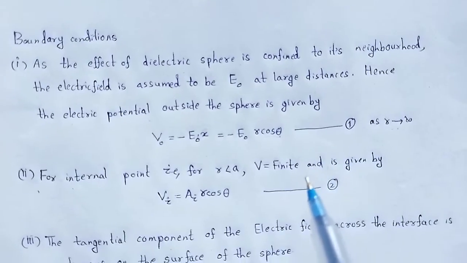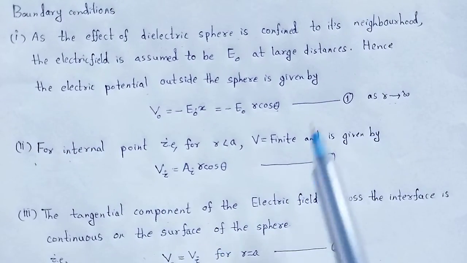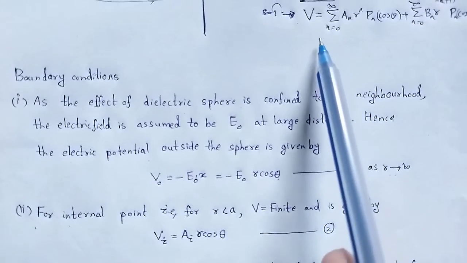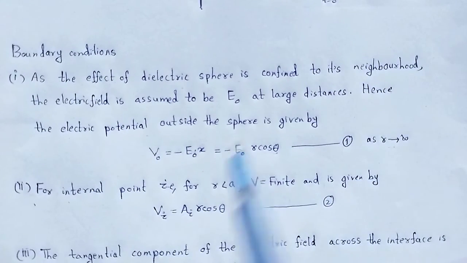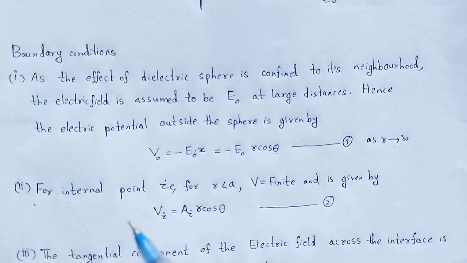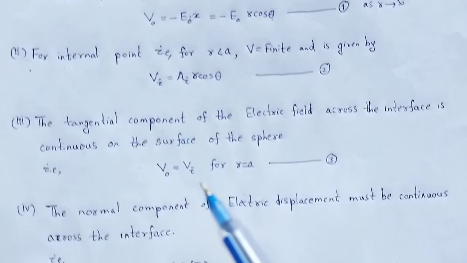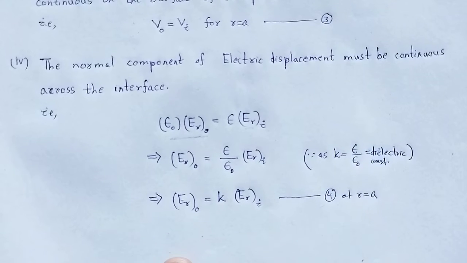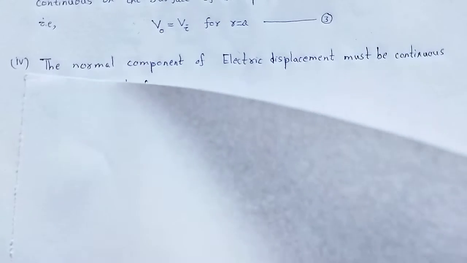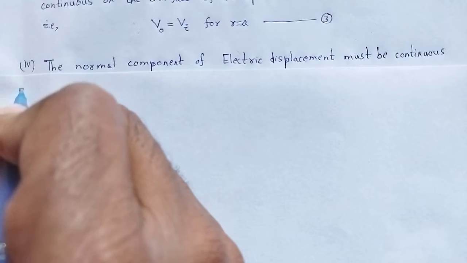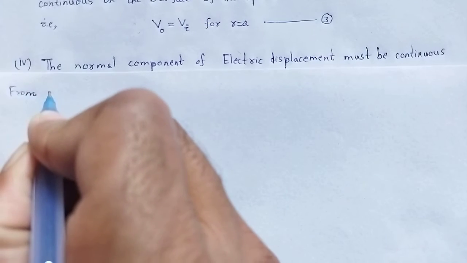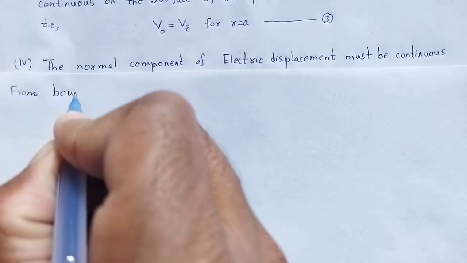Now our task is to get the potential by using all types of boundary conditions. Okay, let's proceed. From boundary condition 1.